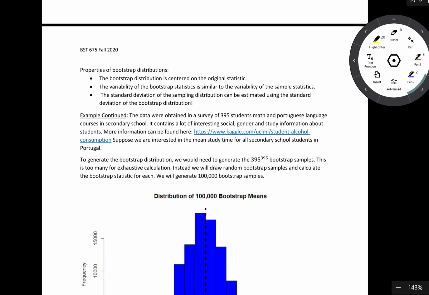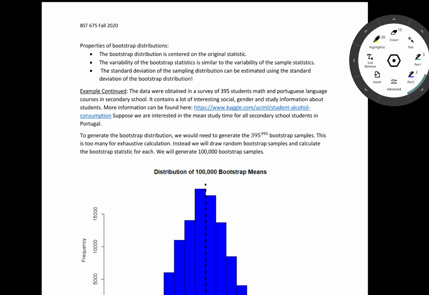So a couple properties of the Bootstrap distribution. It's going to be centered at the original statistic. The variability of the Bootstrap statistics is going to be similar to the variability of the sample statistics. And again, this is as long as that original sample is a good representation of the population.